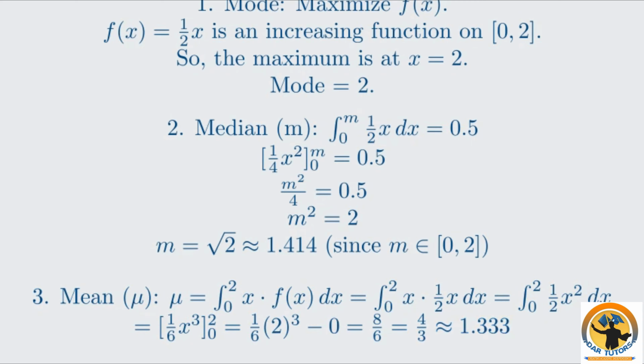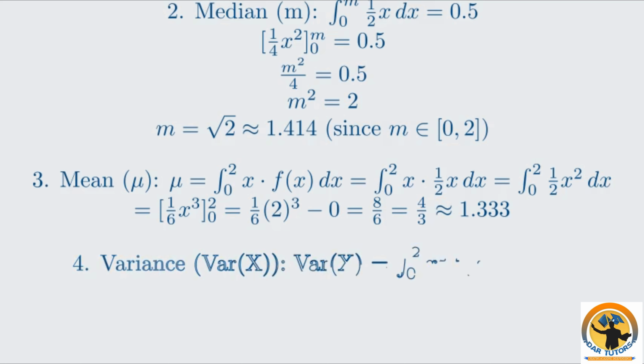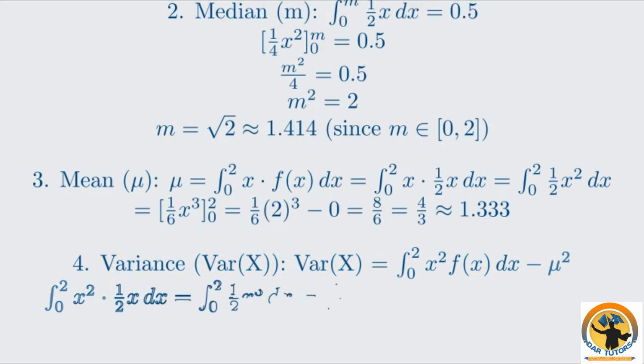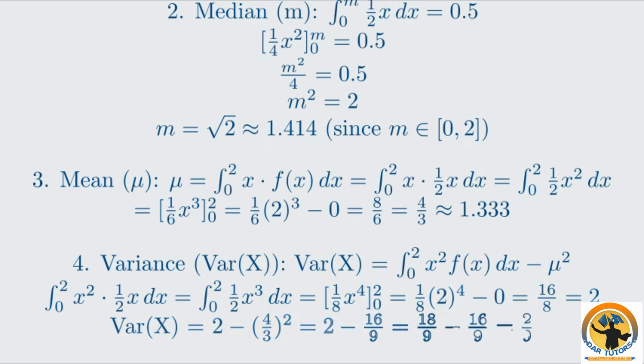Finally, let's find the variance and standard deviation. For the variance, we'll use the shortcut formula: the integral of x squared f(x) minus mu squared. We calculate the integral of x squared times 1/2 x, which is 1/2 x cubed. Its integral is 1/8 x to the 4th. Evaluating this from 0 to 2 gives us 2. Subtracting our mean squared, 4/3 squared, which is 16/9, we get 2 minus 16/9. That's 18/9 minus 16/9, which equals 2/9.